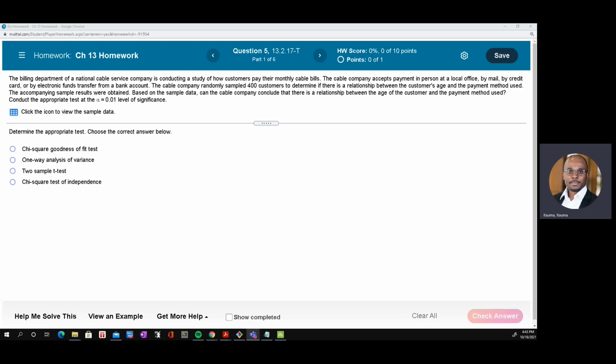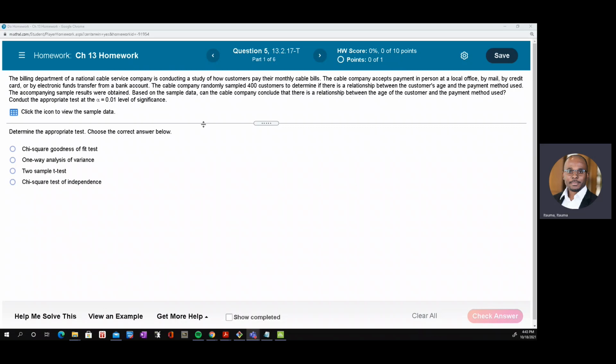The billing department of a national cable service company is conducting a study of how customers pay their monthly cable bills. The cable payment is in person at a local office, by mail, by credit card, or by electronic funds transfer from a bank account. The cable company randomly sampled 400 customers to determine if there is a relationship between the customer's age and the payment method used. The accompanying sample results were obtained.